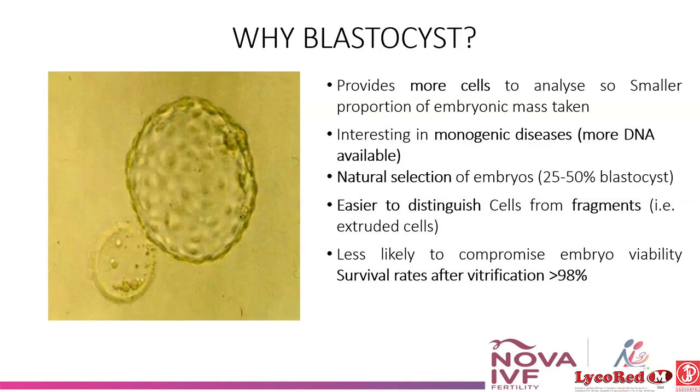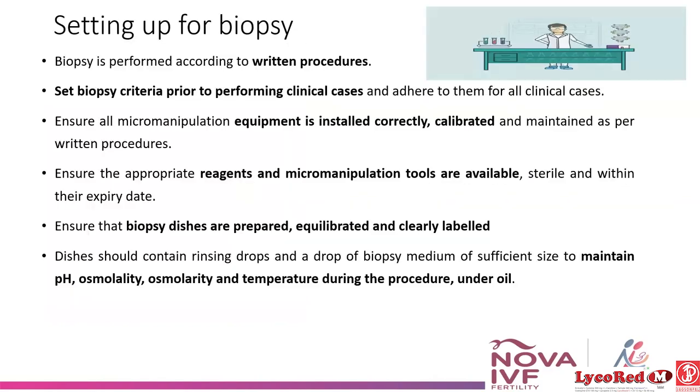It is easier to distinguish cells from fragments. We will not send the fragmented part, and will send just the trophectoderm. Nowadays we are in a very advanced era, and vitrification is giving us more than 98% survival rate. When we are talking about invasive PGT, we know we have to do some setting up for a biopsy. It is not like we can do it without setup. We should have written procedures and set biopsy criteria prior to performing a clinical case. This is very important. If we are not doing biopsy in routine cases at our center, the lab should be informed beforehand, when the patient comes, that we are going to do the biopsy for this patient.